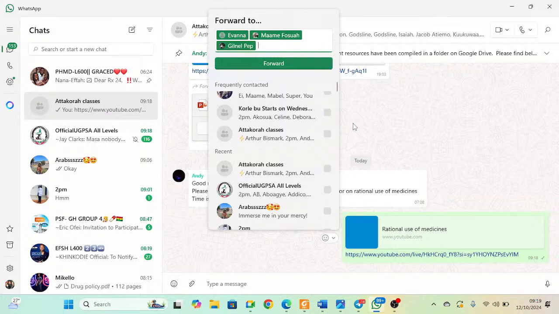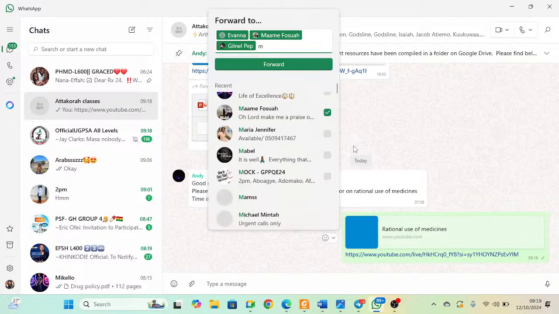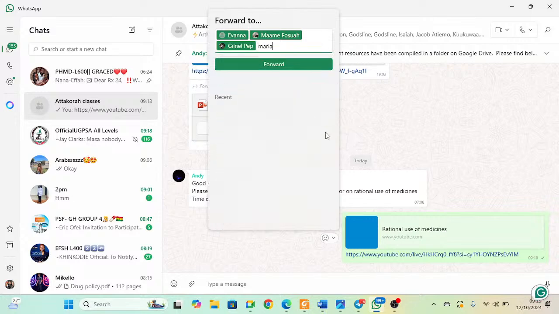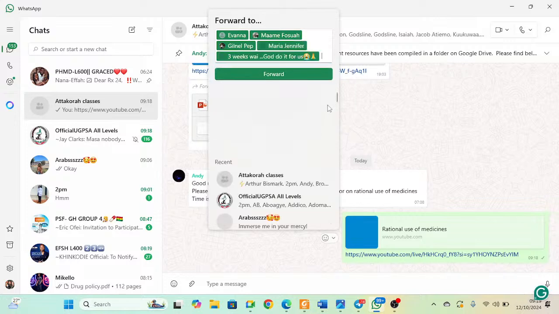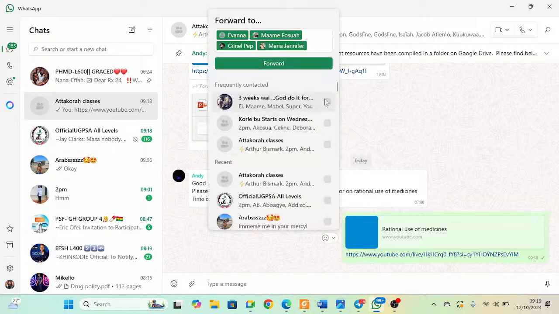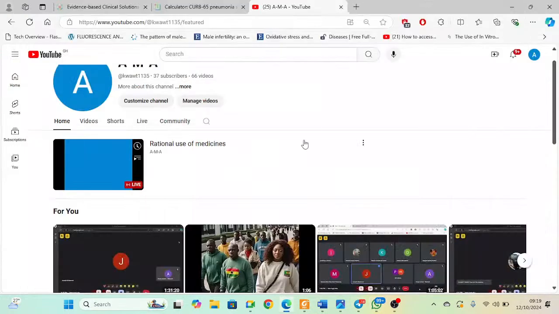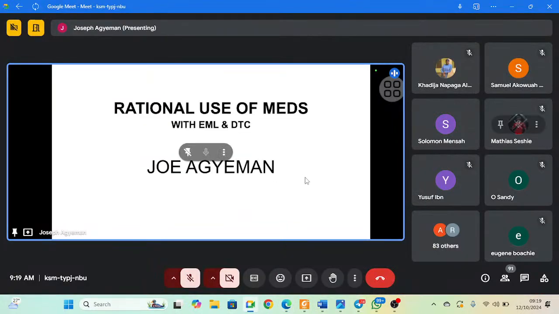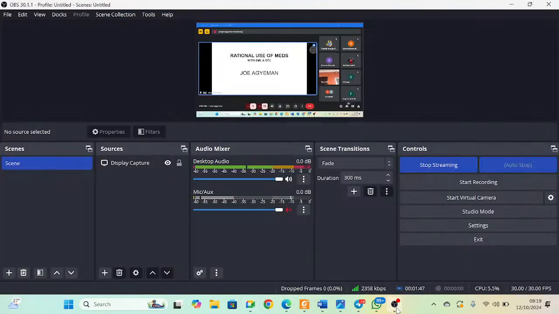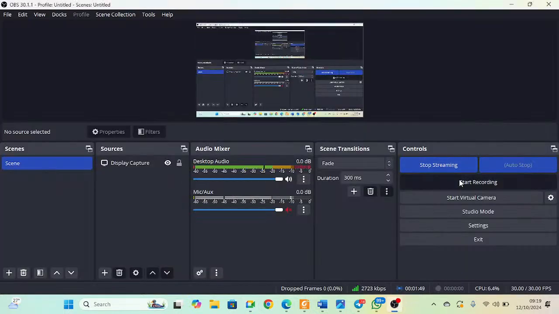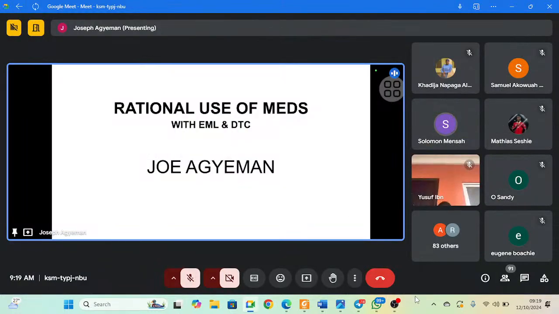Today's topic will be rational use of medicines, and as part of it, we will look at some of the strategies that can be used to control irrational use of medicines. Specifically, we will discuss issues on the essential medicines list and the drug and therapeutic committee. These are part of the strategies that can be used to control irrational use of medicines.